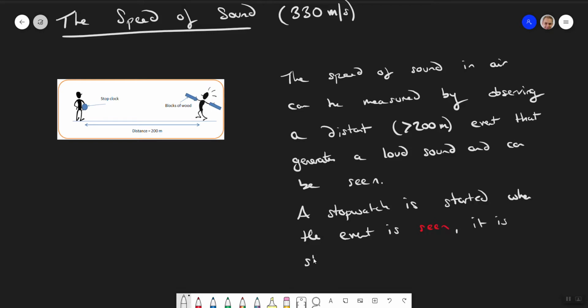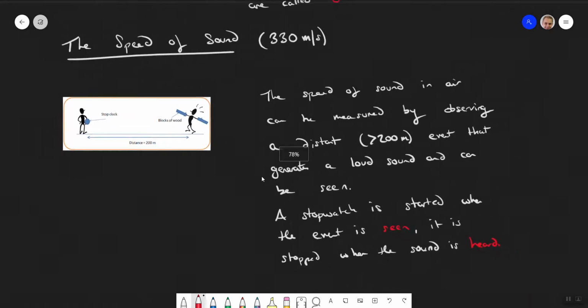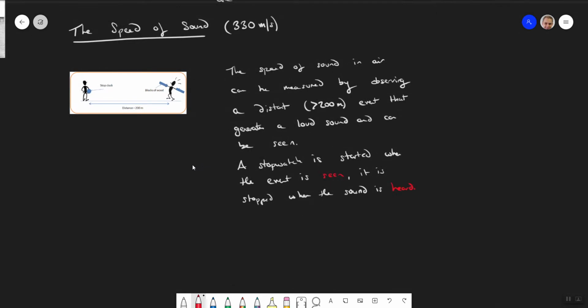It is stopped. It's there. And you can see this in effect at Sports Day, because you guys are assuming that at Sports Day, I'm firing the starting pistol.